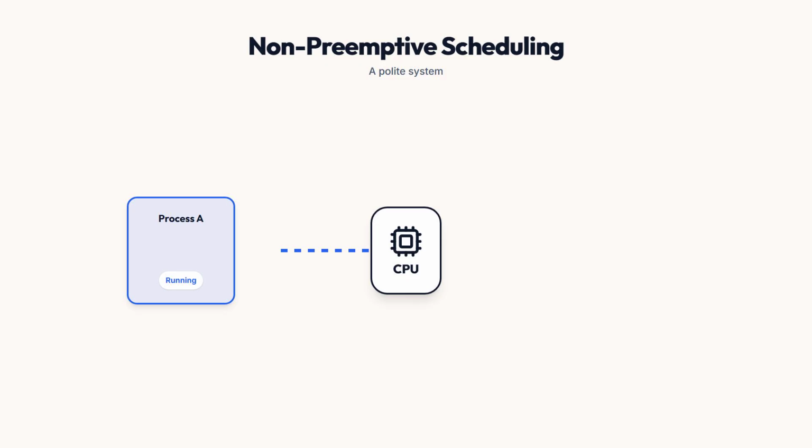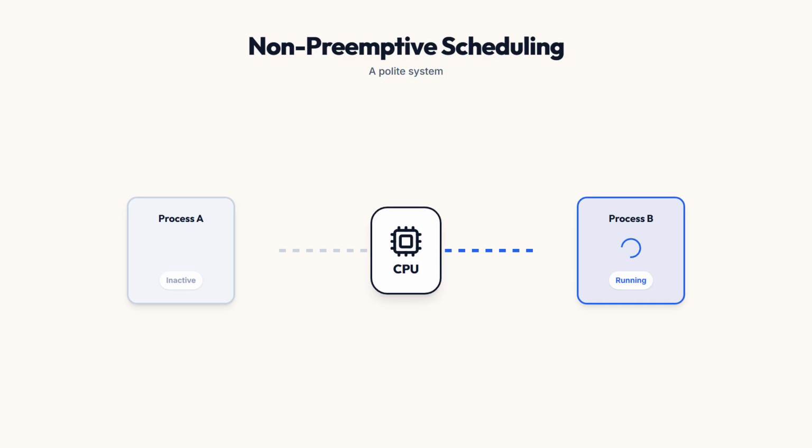The first is called non-preemptive scheduling. In this approach, the CPU switches only when it has to. For example, when a process is blocked, like waiting for disk, or when a process finishes execution. In these cases, the process cannot continue. So the CPU naturally moves to another process. You can think of this like a polite system. A process keeps using the CPU until it either finishes or gives it up.